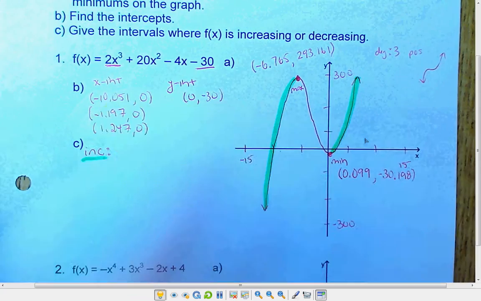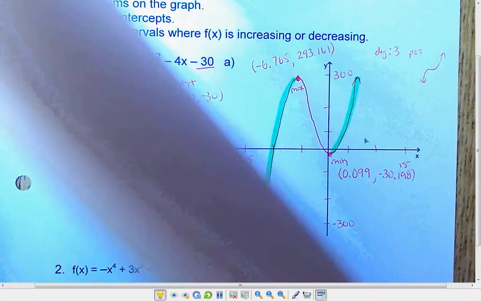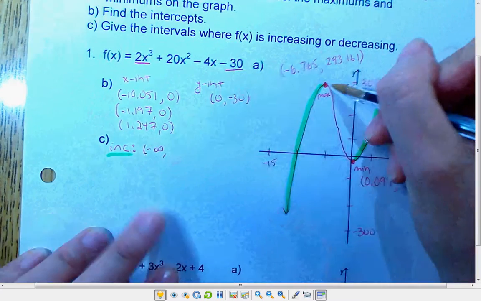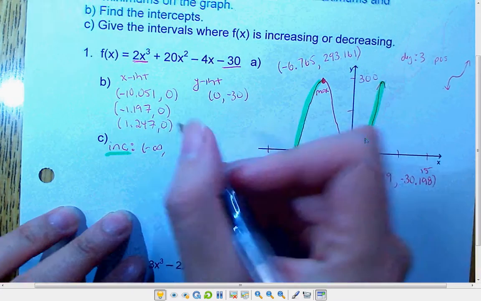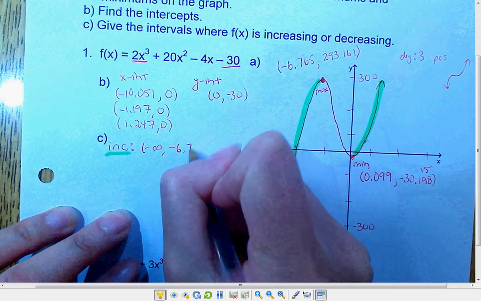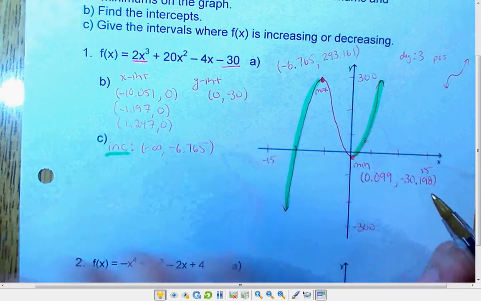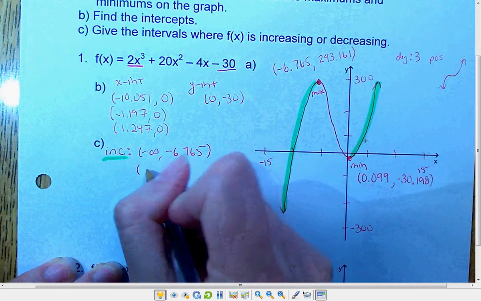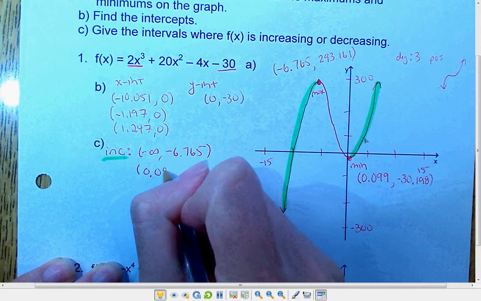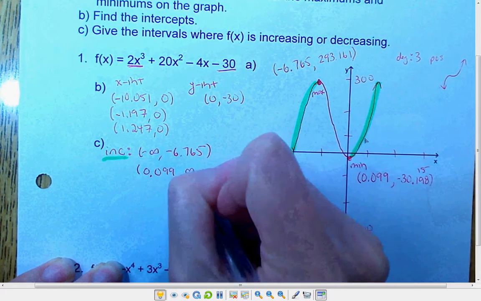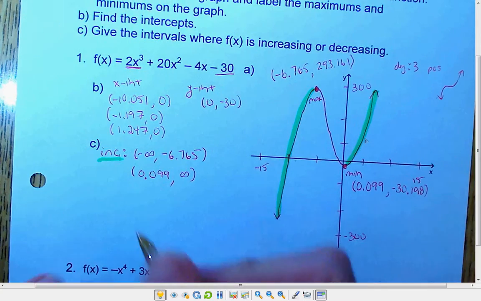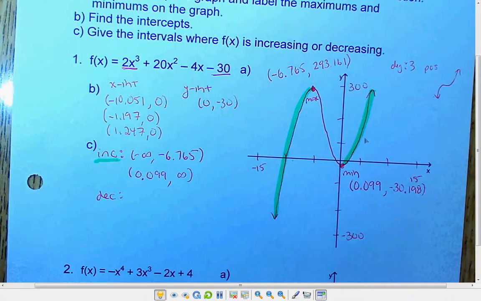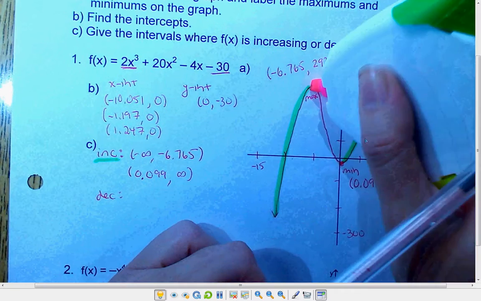So we're going to use the points that we already found to describe these intervals. So the first interval is from negative infinity up until this first point. We're going to use the x value, so negative 6.765. And then the second interval starts at this point, our minimum, which is 0.099, and then it keeps on going to positive infinity. Which means for decreasing, the part that's decreasing now is this section.